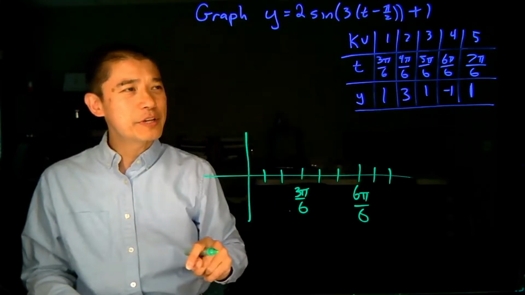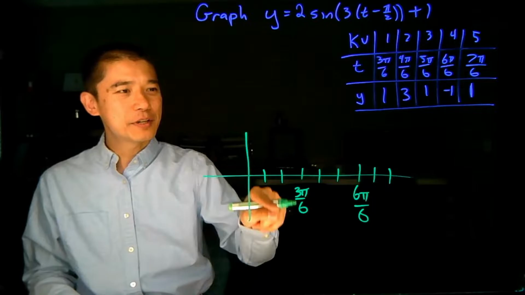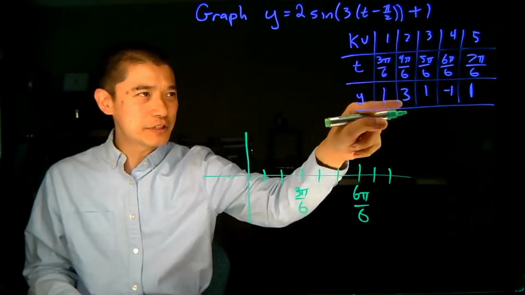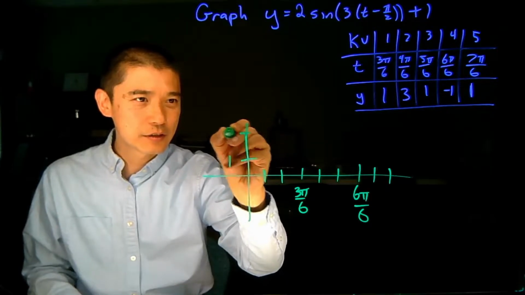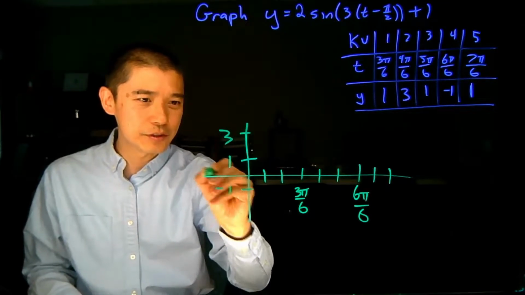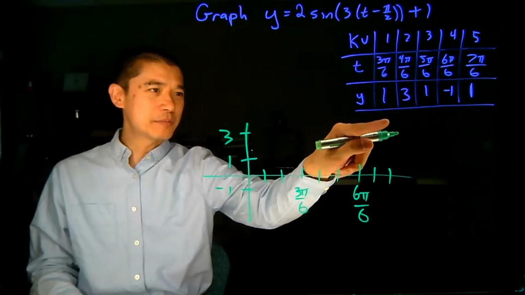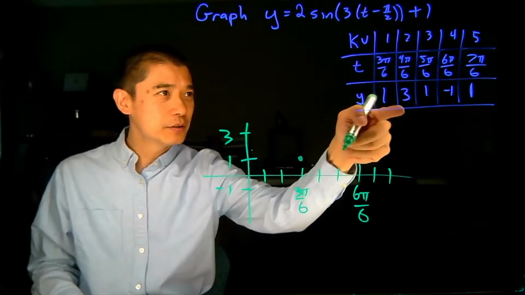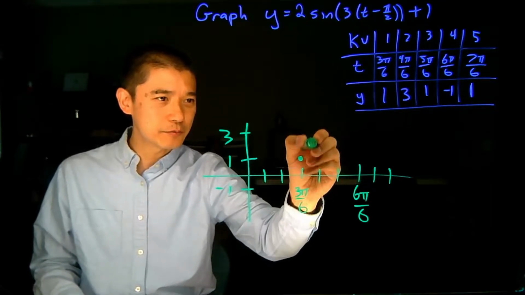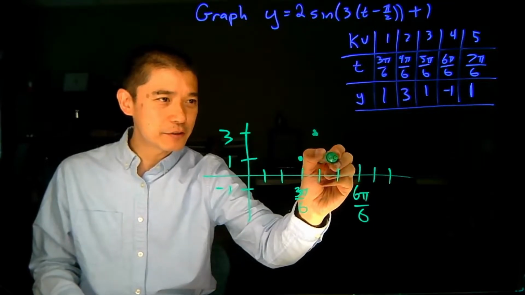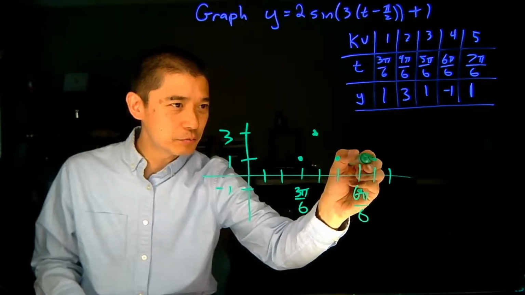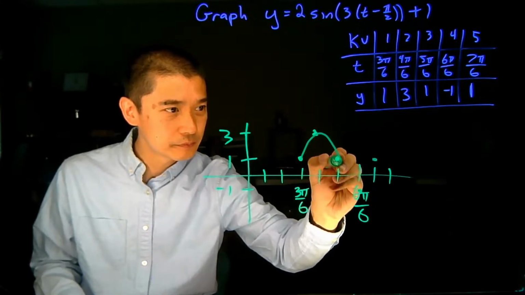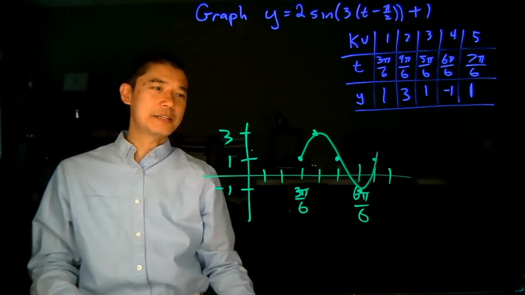What we need to do from here is actually start plotting these points. Now for each input value, for these key values, we have a y value. So the y value is either 1, 3, or -1. And we just need to plot them. So 3 pi over 6, 1; 4 pi over 6, 3; 5 pi over 6, 1; 6 pi over 6, -1; 7 pi over 6, 1. And this gives us the graph.